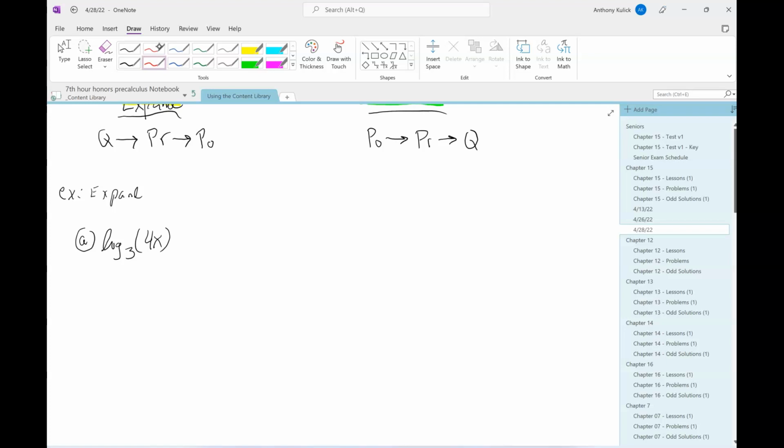So looking at this, is there a quotient property present? No, because there's no division going on inside the logarithm. Is there a product property present? Yeah. How many product properties do you see? One, because there is one multiplication symbol there. Okay. So we can apply the product property.